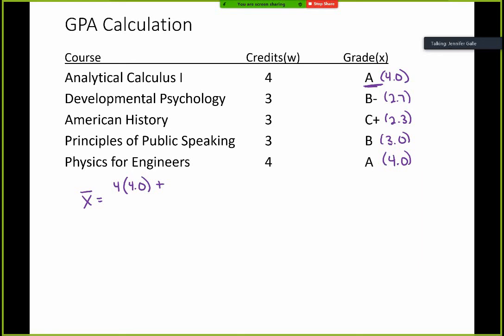Then our next course, Developmental Psychology. It carries a weight of 3 credits, and then it has a value of 2.7. Again, the more credits it is worth, the more weight it carries towards your GPA. Then we have American History, 3 credits again, 2.3. Principles of Public Speaking is another 3 credits, and it's 3.0. And then Physics for Engineers carries a weight of 4 credits, and it's a 4.0.